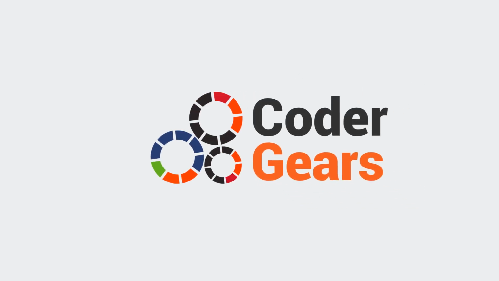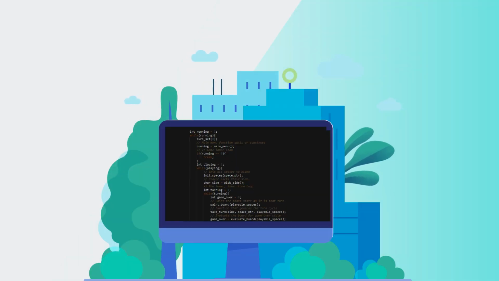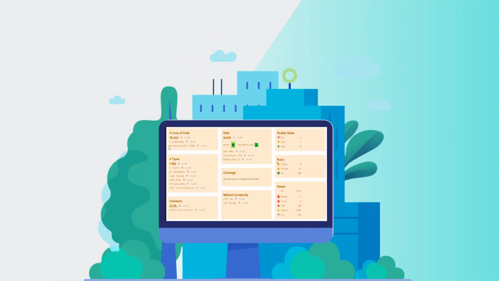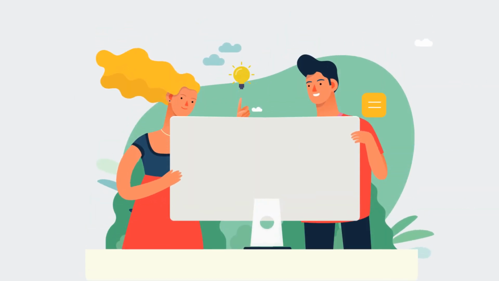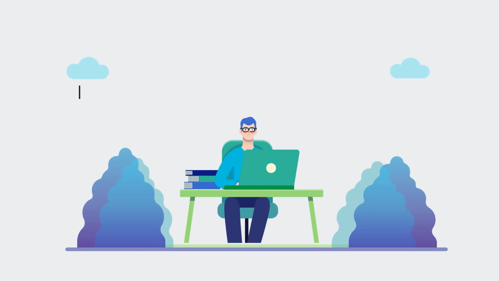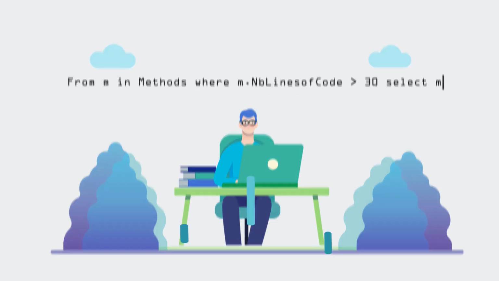Introducing CoderGears products, the perfect solution to improve your source code quality. Our products help developers, architects, and managers to maintain a code base with thousands or millions of lines of code. Also, you can understand quickly how the code works. With our products, you can easily create your own rules or query your code base like a database, thanks to our advanced code query language.